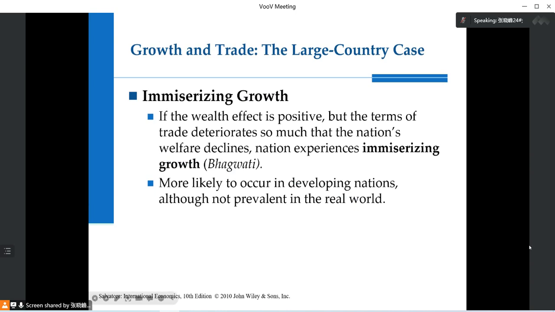It means immiserizing growth. If the wealth effect is positive, but the terms of trade deteriorate so much that a nation's welfare declines, the nation experiences immiserizing growth. This is more likely to occur in developing nations, although not prevalent in the real world.